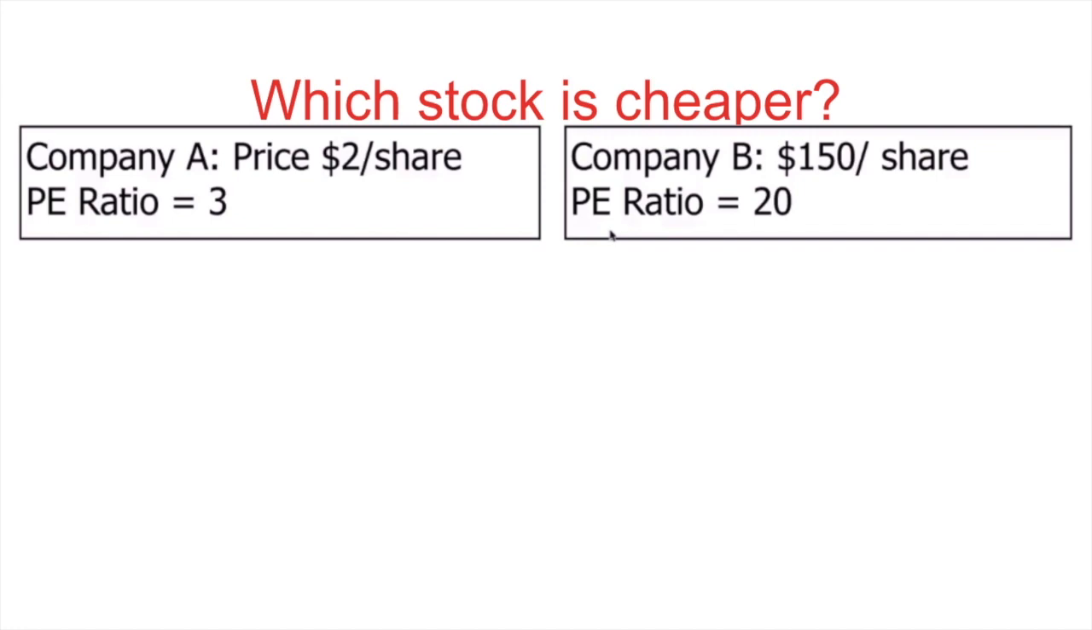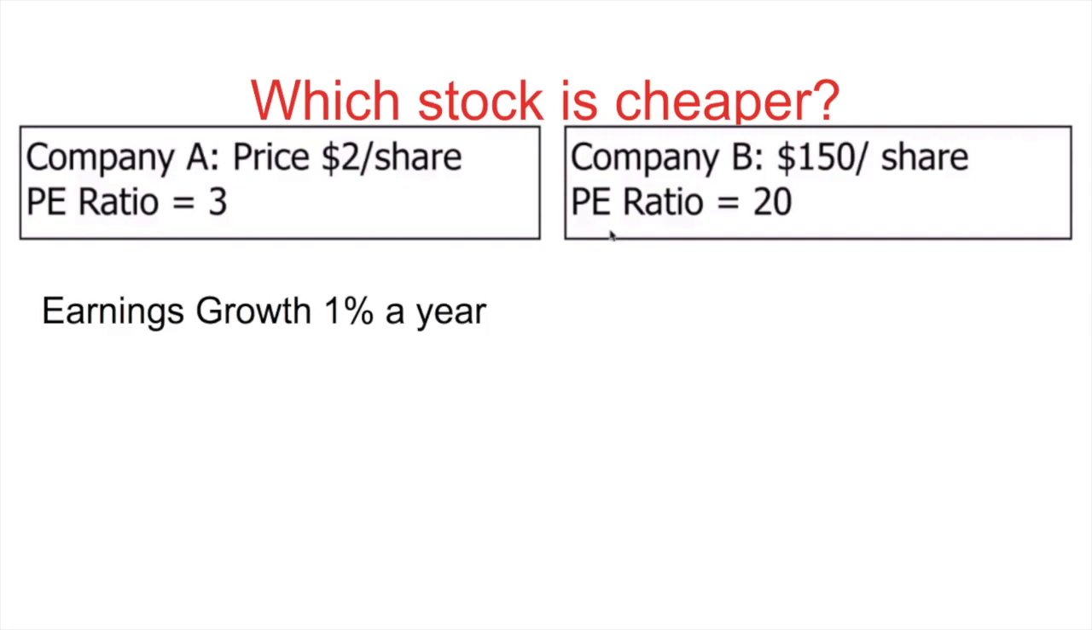And the answer is we don't know. And why don't we know? We know the PE ratio, but again, we don't know anything about the earnings growth rate, so we cannot make accurate predictions about the company's future performance. Company A has a lower PE ratio, so you might assume that company A is cheaper.